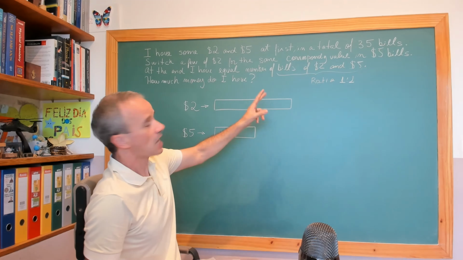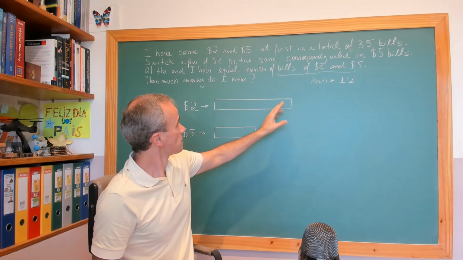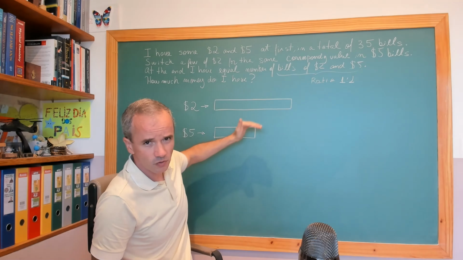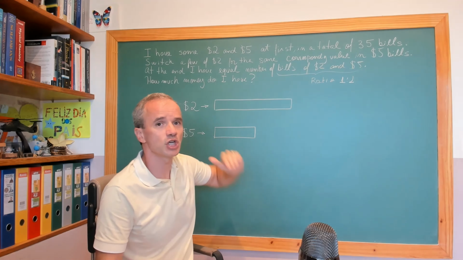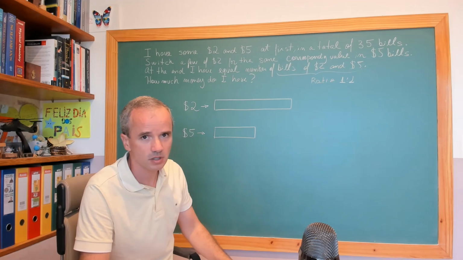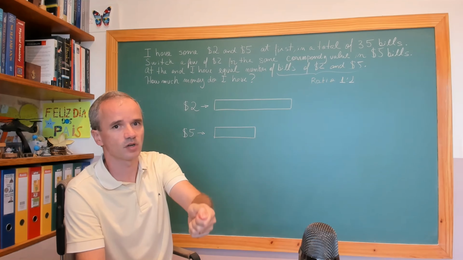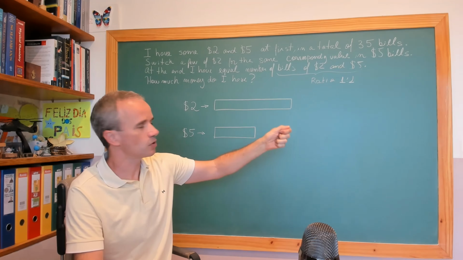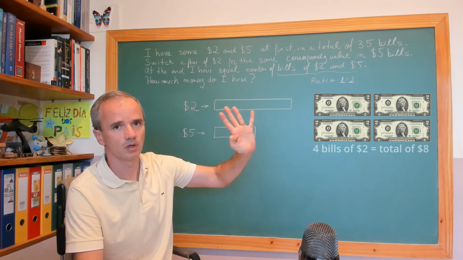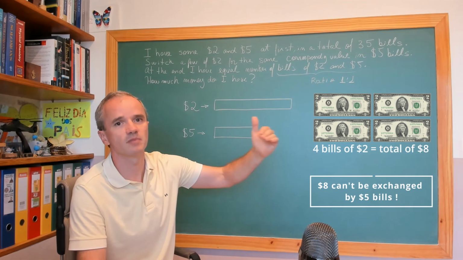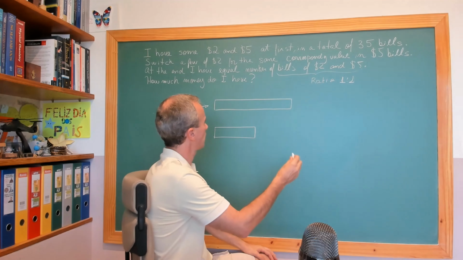Something else you have to consider: if I'm going to exchange $2 bills into $5 bills, I cannot exchange any amount. Do you agree? Can I exchange $8 into $5 bills? No. Why? Because if I exchange $8, I'm going to get 4 bills of 2, but how many bills of 5? I can't. So I can only exchange 10 by 10. This is the first thing you have to consider.